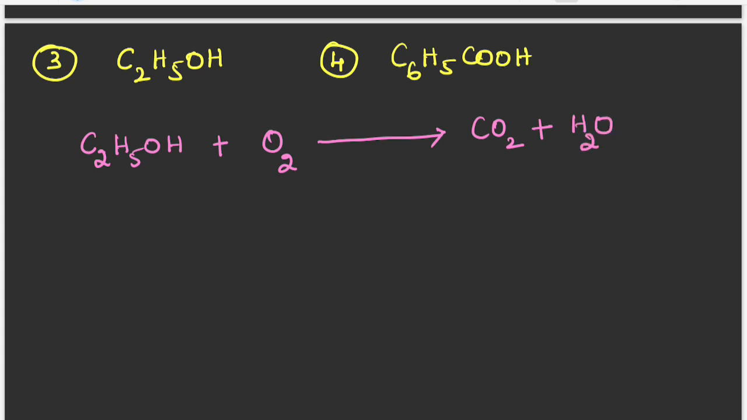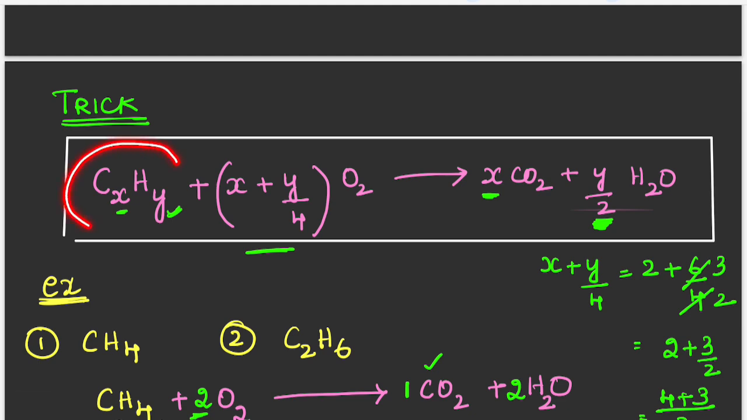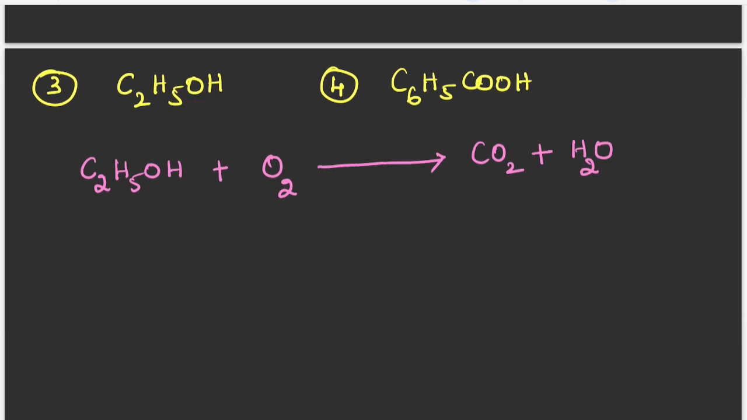To balance this, there is a slightly different method. In the previous formulas we had only carbon and hydrogen, which is why we used that trick. Since oxygen is present here, we cannot use that trick. Instead, I'll teach you a different method to solve this. See here how many oxygen atoms are present in this. You can see only one oxygen is present. So you will write it as 1 plus, and here you write x.